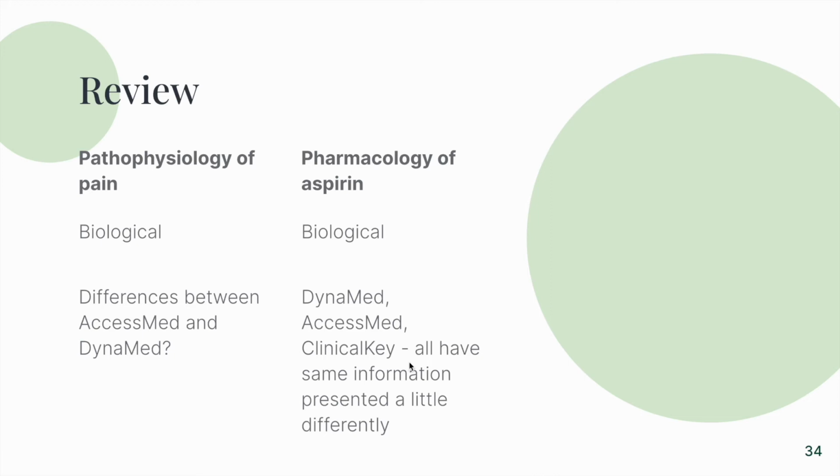And then pharmacology of aspirin, another biological learning issue, and we looked at Dynamed, Access Medicine, and Clinical Key. And they all have the same information, essentially. It's just presented a little bit differently. Dynamed tends to bullet information. Clinical Key tends to be more text heavy.